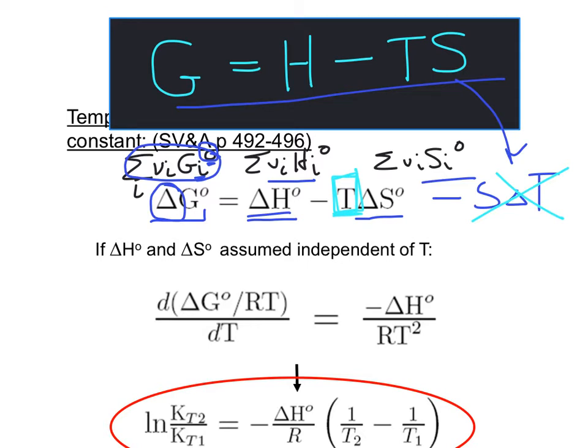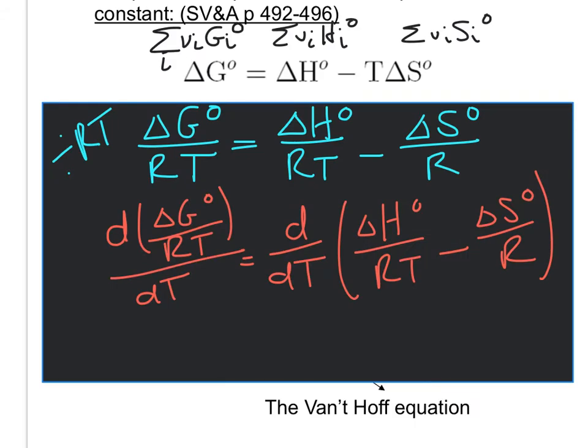In this course, in order to determine the temperature dependence of K, we are going to make the simplifying assumption that the standard state heat of reaction and the standard state reaction enthalpy are relatively constant with temperature. Over short temperature intervals, that is a very valid assumption. With that in mind, we can divide both the left-hand side and right-hand side of that expression by RT.